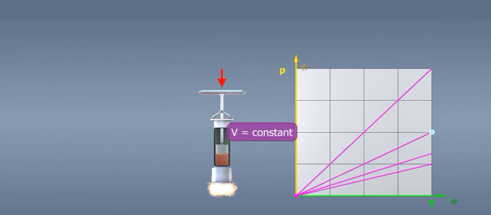This change is described by Gay-Lussac's second law. If the volume remains constant, the pressure of a given amount of gas is in direct proportion to its temperature. The process takes place along isochores.